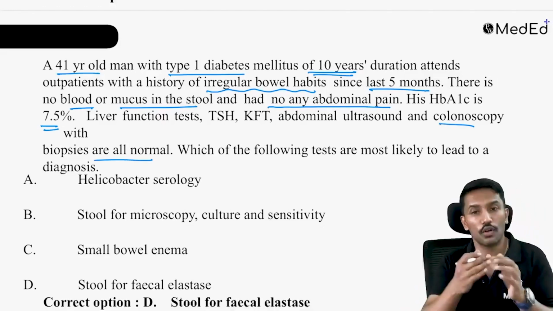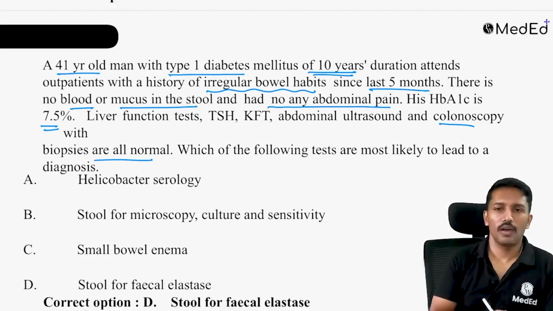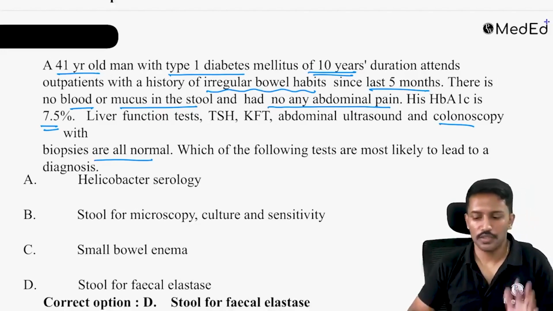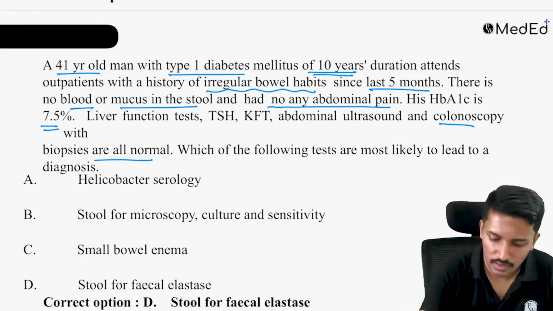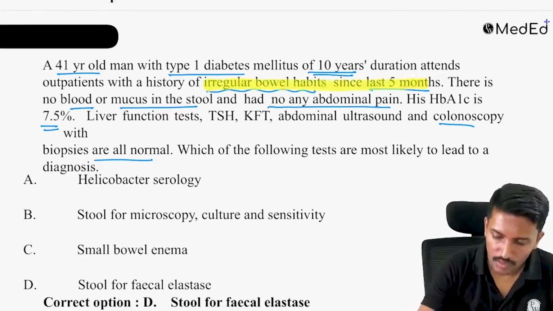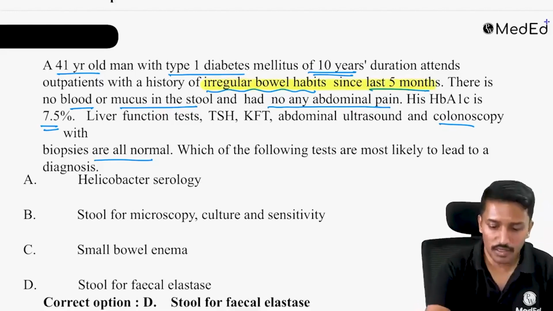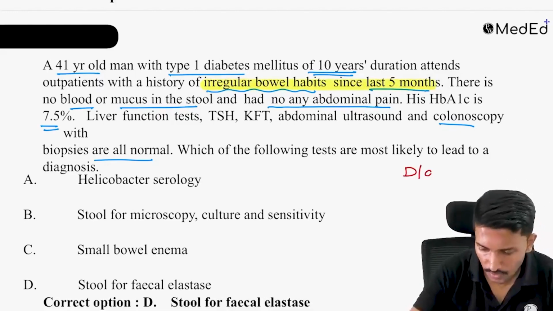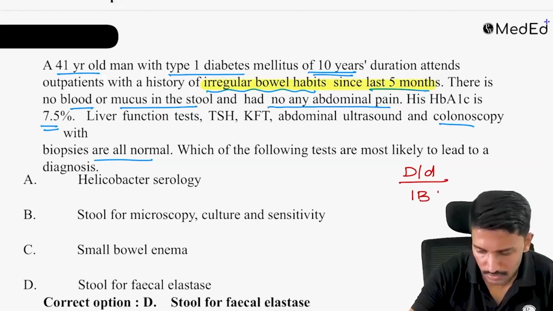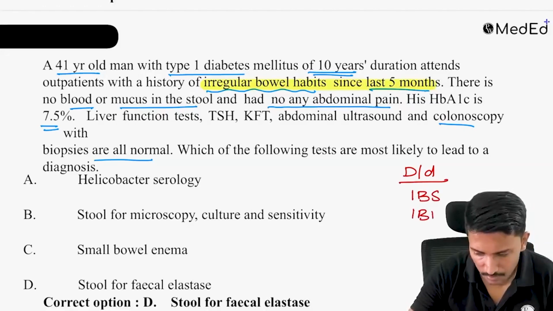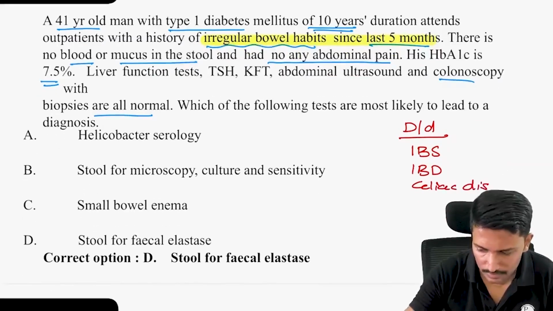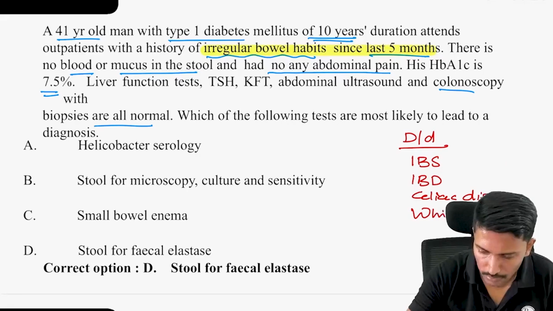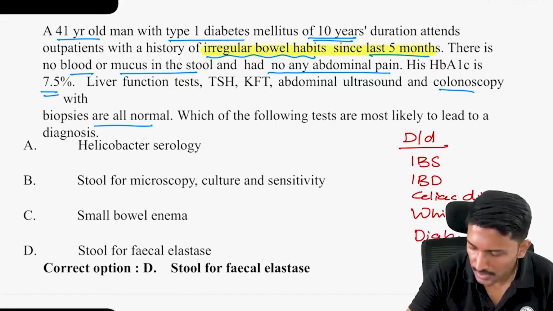So when you talk about colonoscopy and biopsy being normal, it rules out some of the conditions, right? What conditions are ruled out? First of all, we're talking about type 1 diabetes mellitus, and he presents with chronic irregular bowel habits. Now, what are the differential diagnoses in such a case? I would think about irritable bowel syndrome, right? Inflammatory bowel disease, celiac disease, Whipple's disease. Then there is something called diabetic diarrhea.